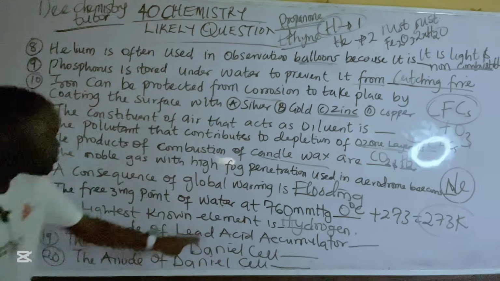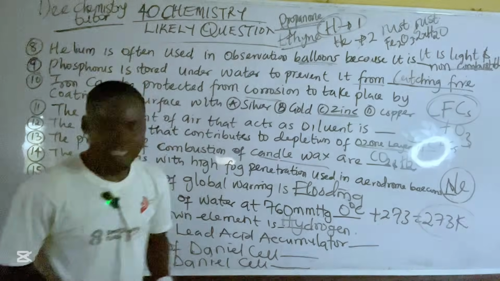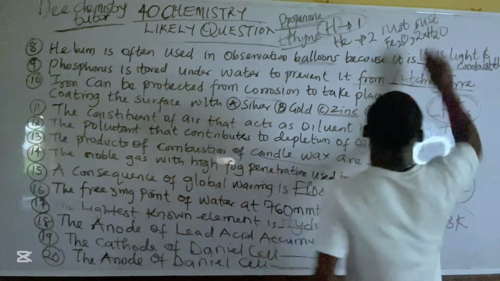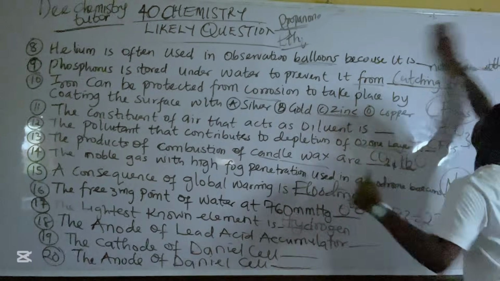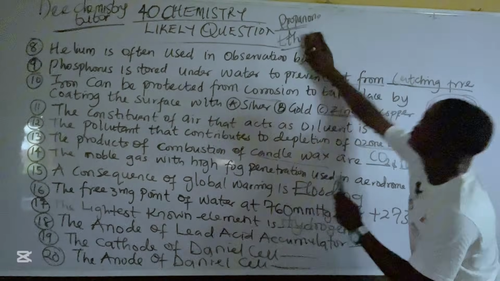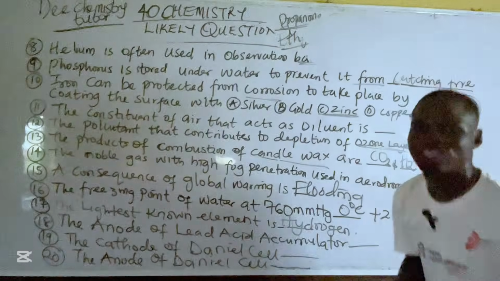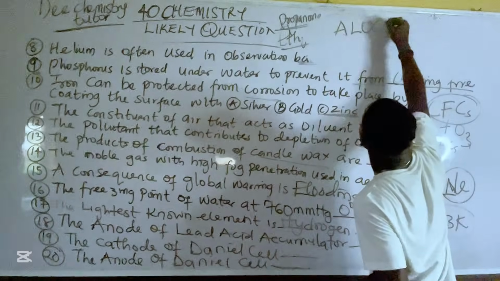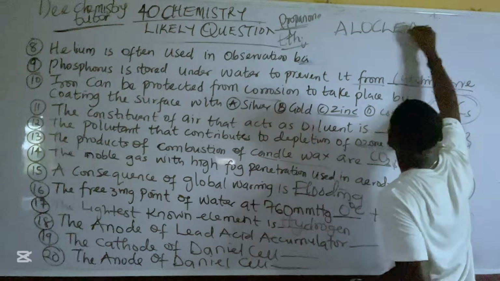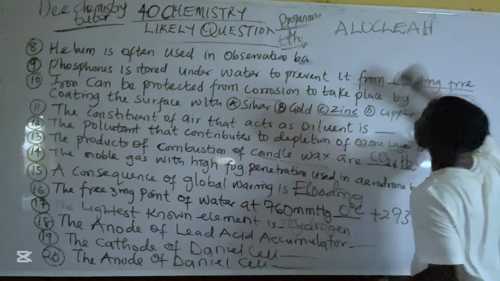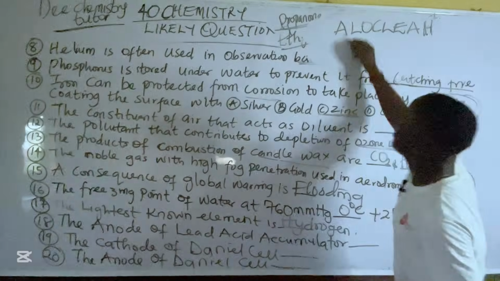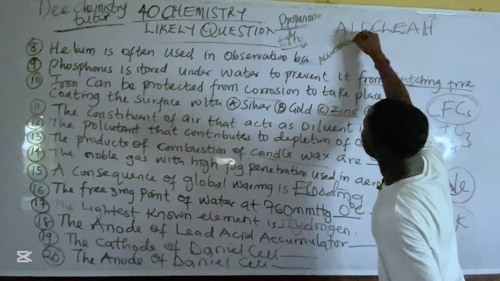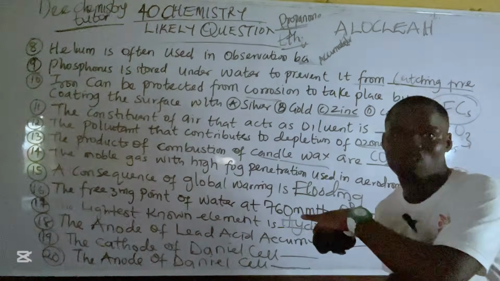The anode of lead acid accumulator is dash. Now, I know most of you don't know this, but you will know it now. To know that, you must understand a mnemonic called Leclanche. What does it mean? A here means accumulator, which is lead acid accumulator.